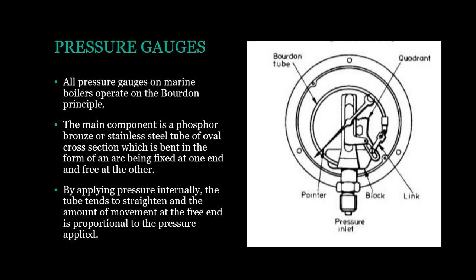All pressure gauges on marine boilers operate on the Bourdon principle. The main component is a phosphor bronze or stainless steel tube of oval cross-section which is bent in the form of an arc, being fixed at one end and free at the other. By applying pressure internally, the tube tends to straighten and the amount of movement at the free end is proportional to the pressure applied.